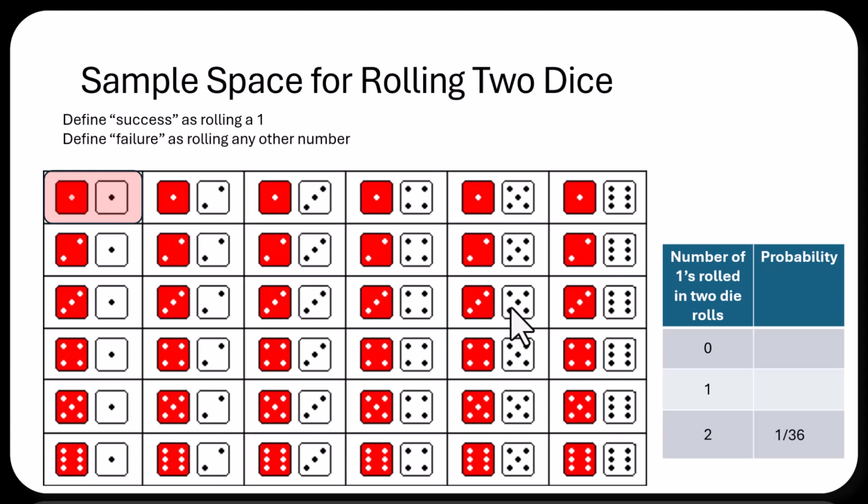So the probability of this is 1 over 36. So now we have that filled in. Now let's think about what is the probability of rolling exactly 1, 1. So now let's figure out which outcomes are represented in that set.